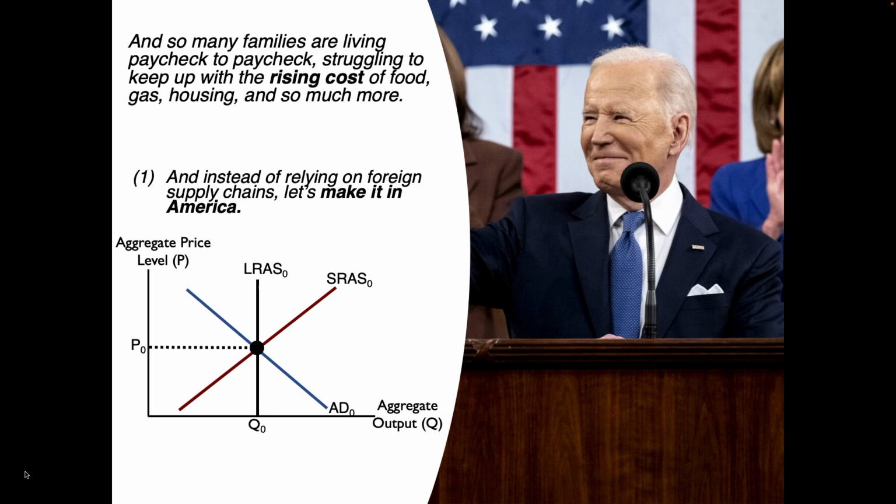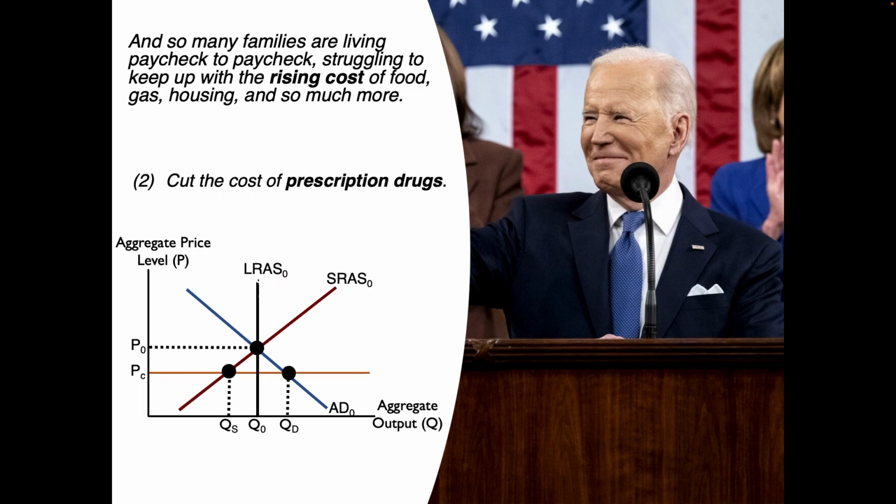That is nothing else than a shift to the left of the short-run aggregate supply curve. That will be a supply shock because it will be more expensive to produce the goods in America. The result of that, it will be a new intersection of the aggregate demand and short-run aggregate supply curve, and it will result in higher prices. So the aggregate demand aggregate supply model suggests that the first idea will actually end up increasing prices and not reducing prices.